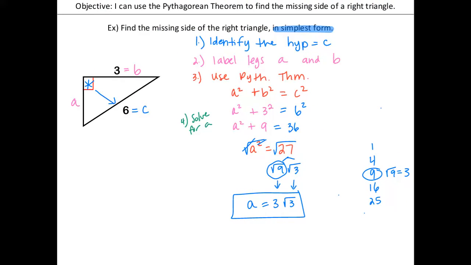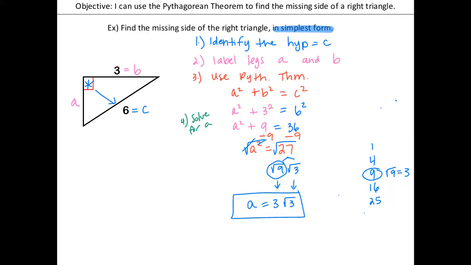All right, but again, this first example, I was just doing everything step by step. Identify the hypotenuse, label the sides A and B, and then you plug everything into the Pythagorean theorem, solve for the missing side. Notice in this case, I didn't write it down, but what I did here was subtract 9 on each side. That's because my two values were on opposite sides of the equal sign, so we subtract.